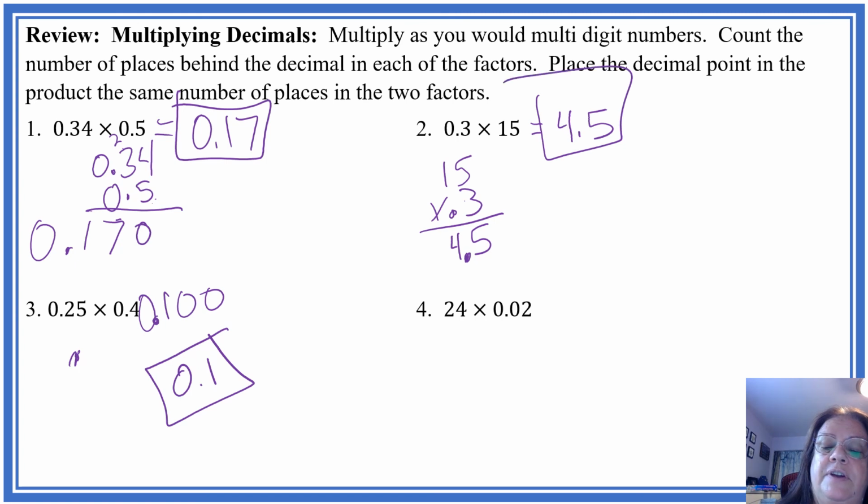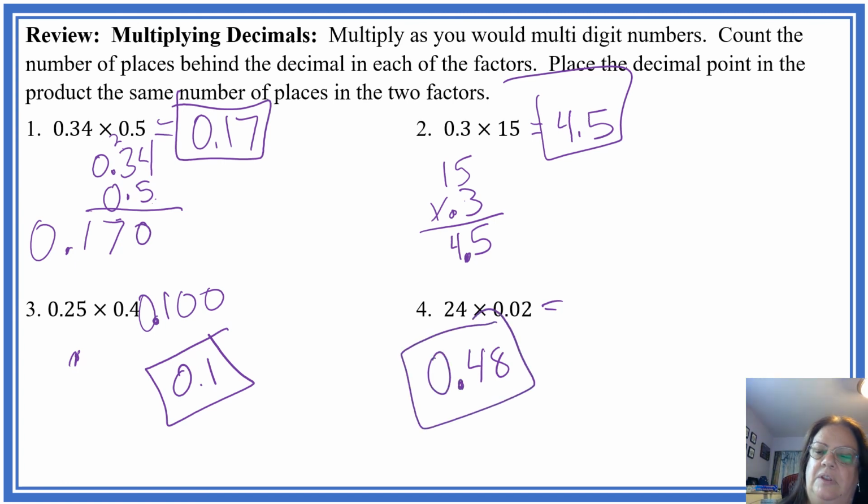And 0.45. All right. 24 times 2 is 48. I have 2 decimal places. So 1, 2. I put it here. There we go. That's my answer. Okay.